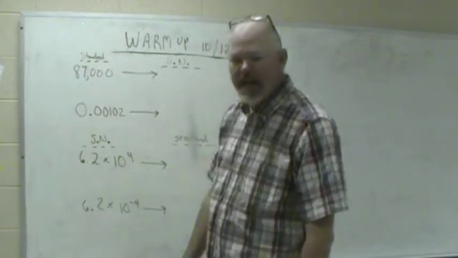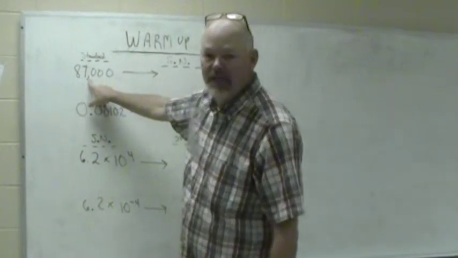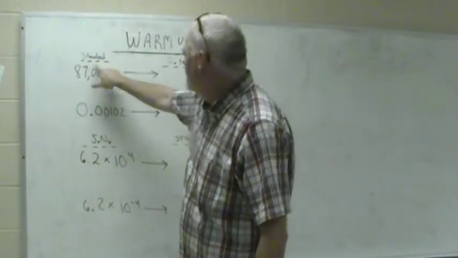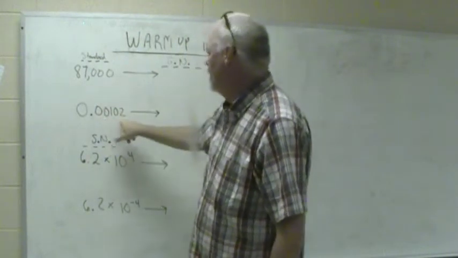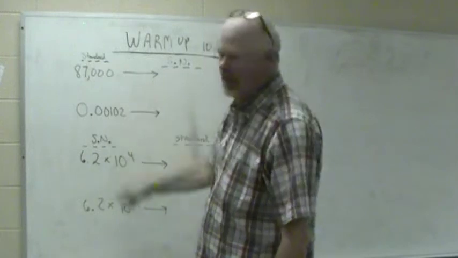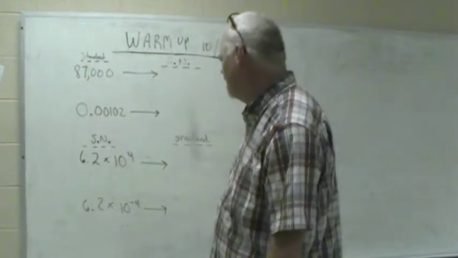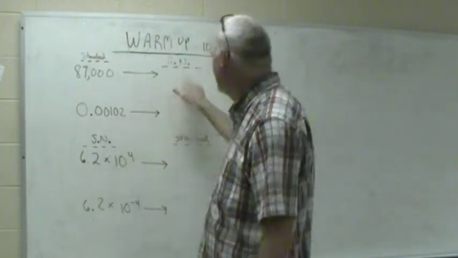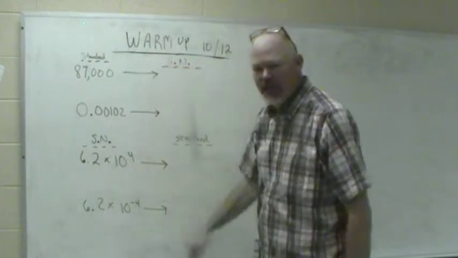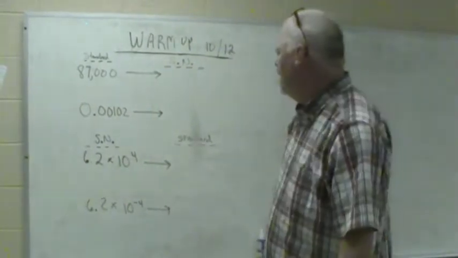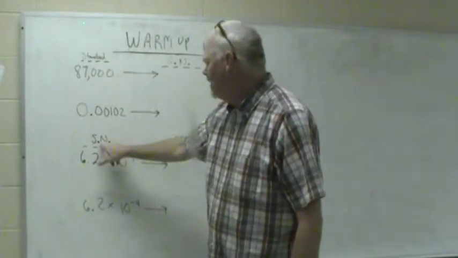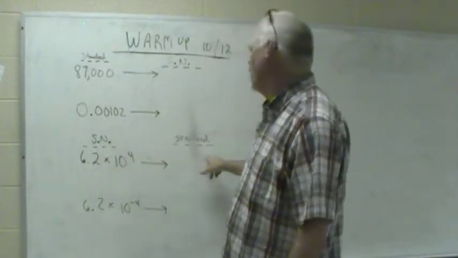Like if I said write 87,000, that's the way you'd write it. Right? And I want you to convert it to scientific notation. This is a big number. And here's a little number. 0.00102 something, I don't know, I didn't count it. So standard to scientific notation. That's the abbreviation. I told y'all I'm lazy. SN. Scientific notation.